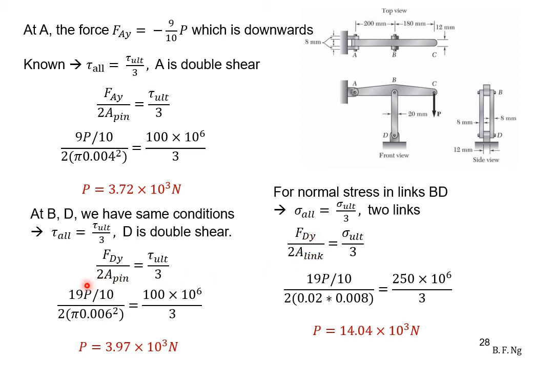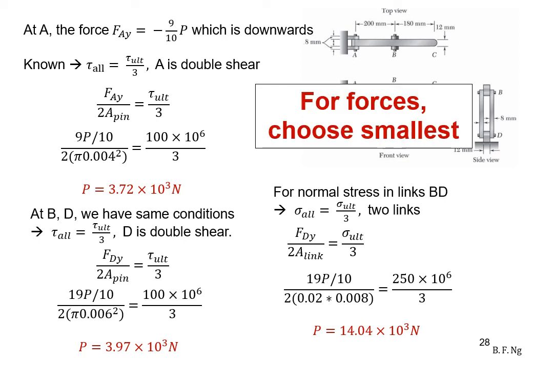We substitute in the expression for Dy, which is 19P over 10, and then we solve, we obtain P equals 14.04 times 10 to the power 3 newtons. We now have three forces, and we normally choose the smallest one because it fulfills all the conditions. If we choose a higher force, then you will violate some of the other conditions.